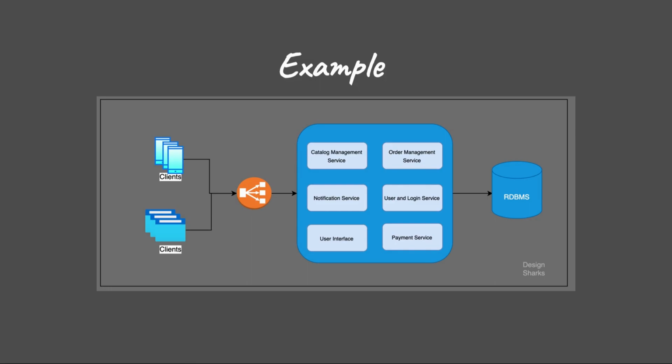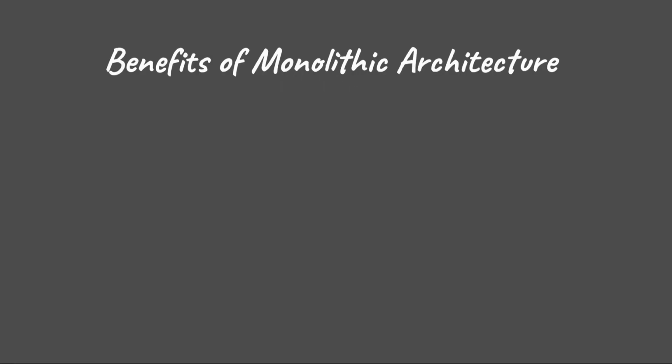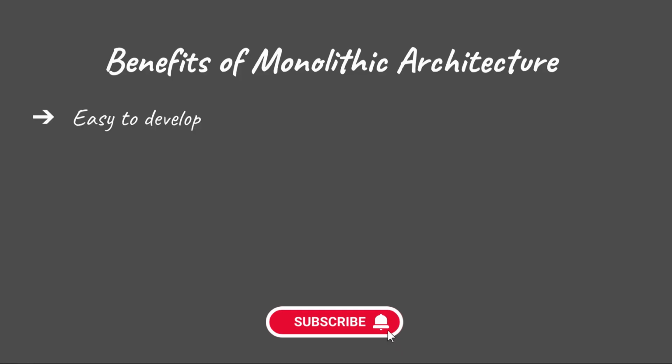For example, it could be a Java web application consisting of a WAR file that runs on a web container such as Tomcat. You can run multiple instances of the application behind a load balancer in order to scale and improve availability. There are many benefits to monolithic architecture. Let's go through them. A monolith architecture is very easy to develop.